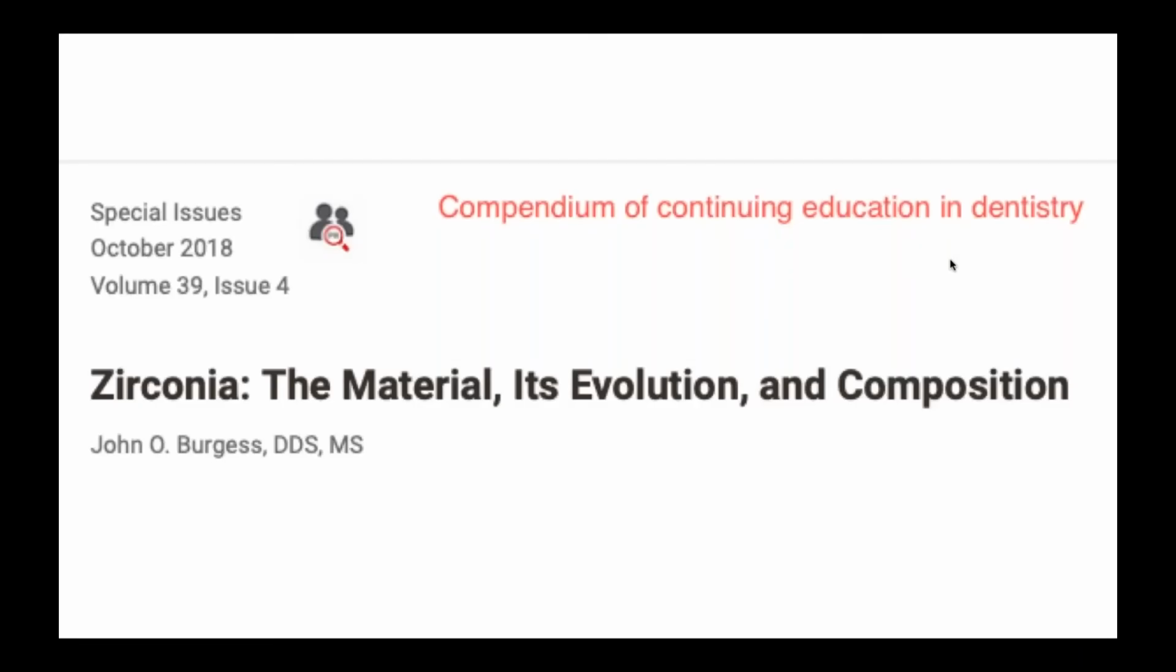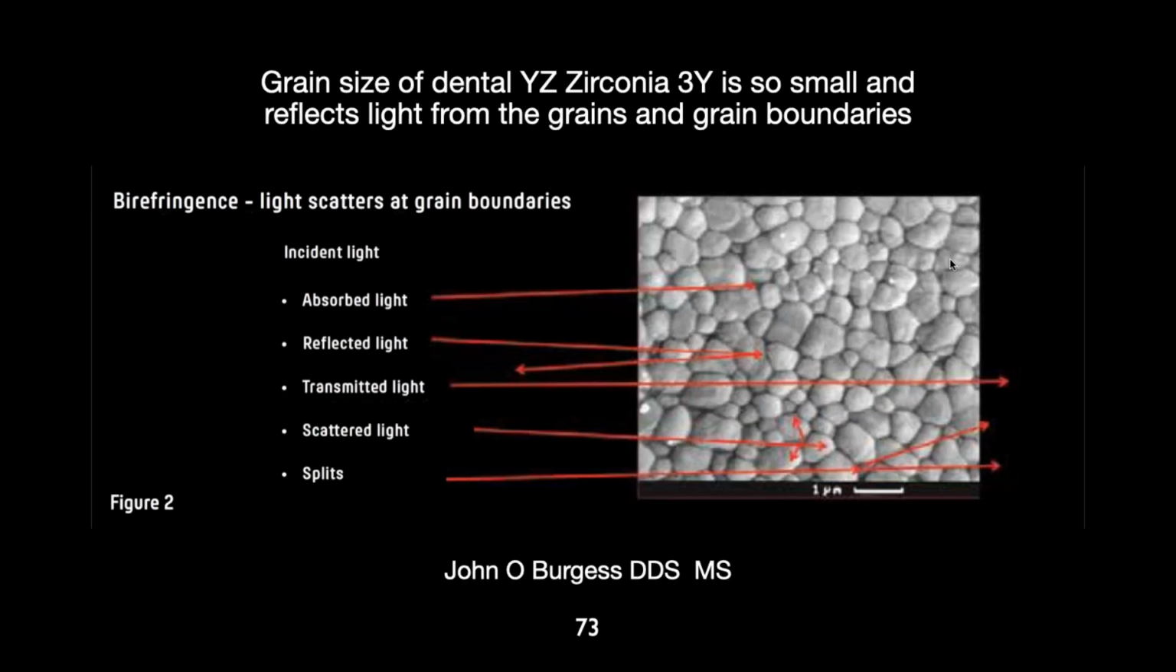So this is a good little article from Dr. Burgess at the University of Alabama. And he had some nice photos of the grain size of these. So you can see how small the grains are, and the boundaries are so tight that it's very hard for the light to go all the way through. So it's mostly reflected.